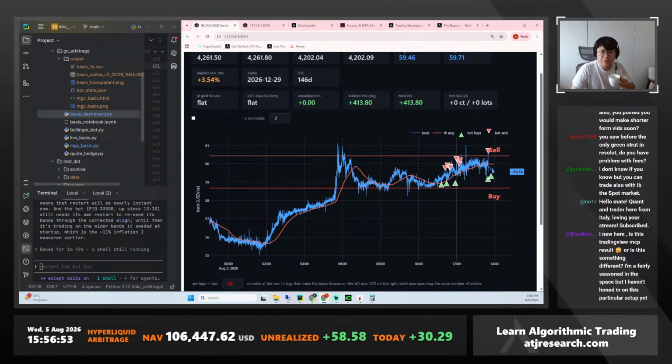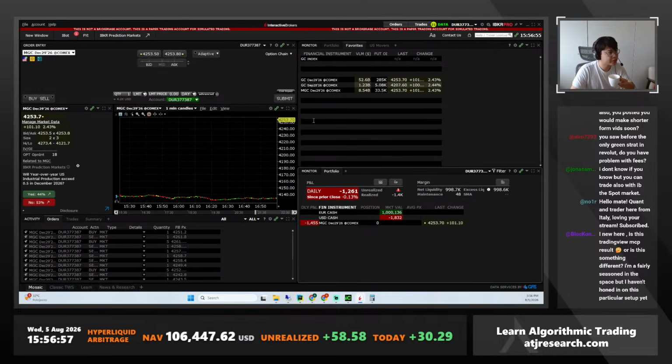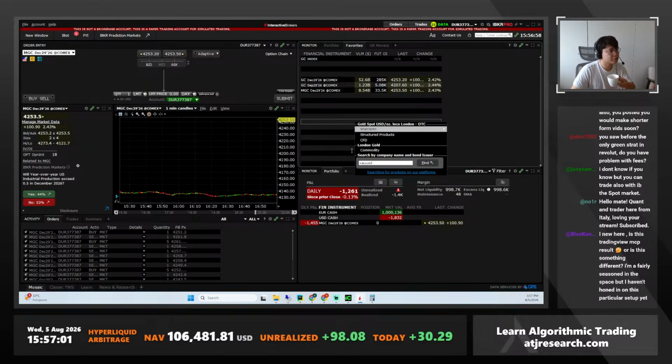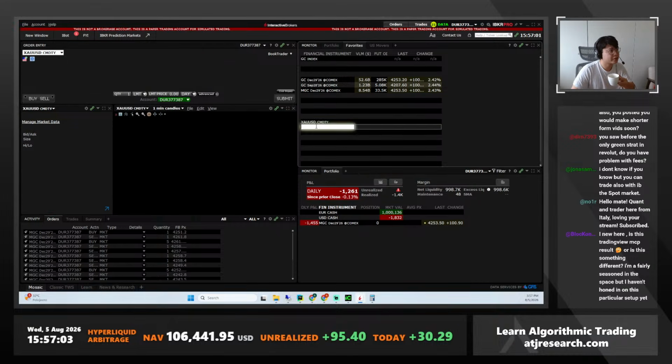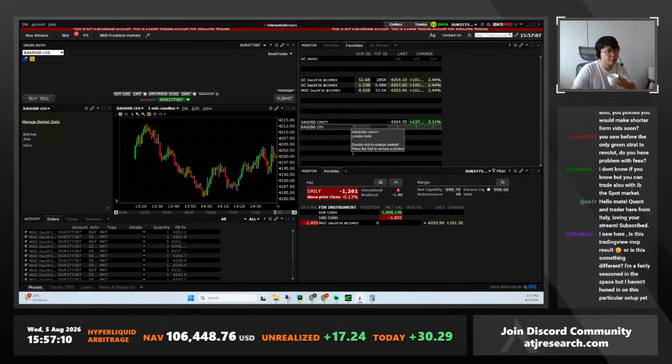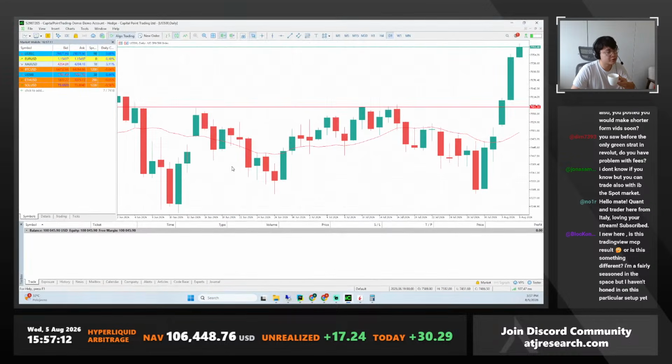Beautiful. I don't know if you know, but you can also trade the spot market with IB. Yes, I know. You can trade XUSD or GLD, but it's more expensive. You can trade it as a physical commodity, and you can trade it as a CFD, but the spread and the commission are more expensive. That's why I still prefer IC Trading.